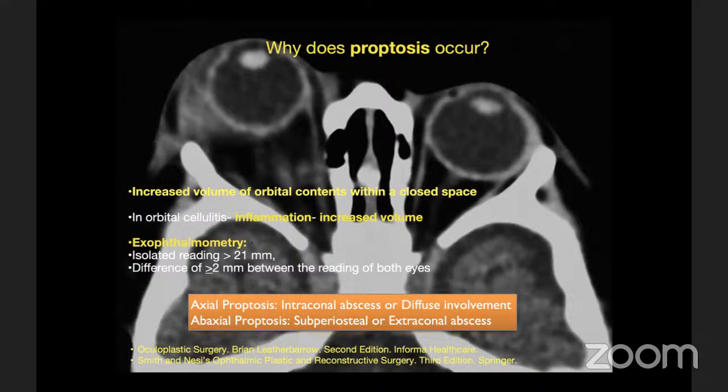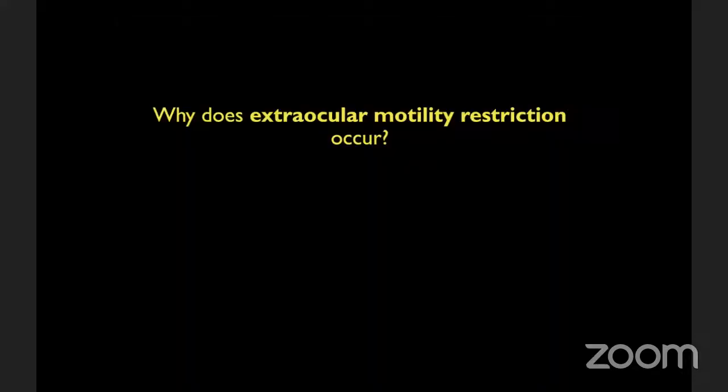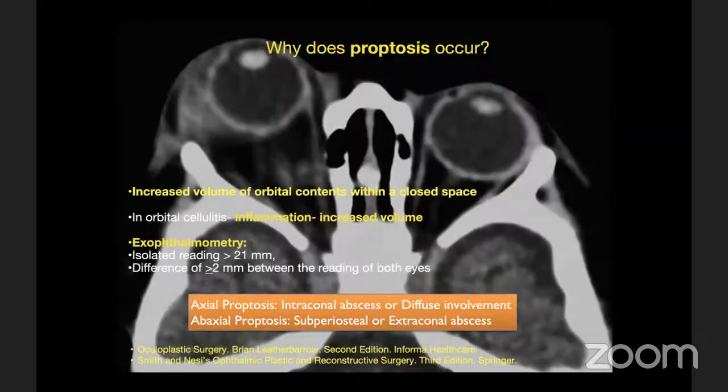We have the axial, which is along the axis of the globe. And when that occurs, it would point to a more intraconal inflammation or a more diffuse involvement where all the compartments of the eye are affected. And you can have abaxial, where in specific cases like subperiosteal abscess, or when it is outside of the intraconal space, that is in the extraconal space with an extraconal abscess. So orbital cellulitis need not be presented with just axial proptosis. We can also have abaxial proptosis based on the location of the involvement.